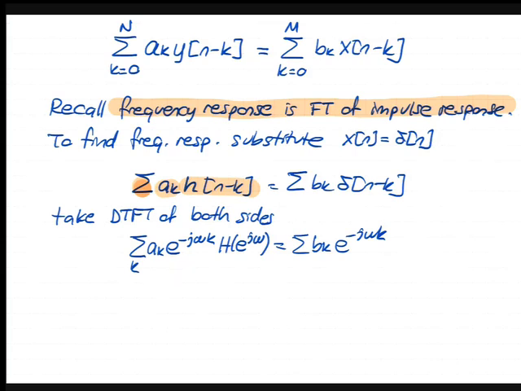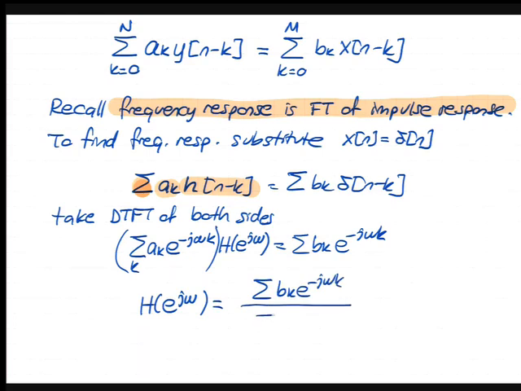And so when you look at the left-hand side, you're doing a summation, and everything in the sum has a factor of H. So I can pull H out of that sum. That means H of e to the j omega, very conveniently, is sum b_k e to the negative j omega k over sum a_k e to the negative j omega k. And we have to be careful, of course, with the summations. Here it goes from 0 to n. Here it goes from 0 to n. Okay? All right. That's nice.